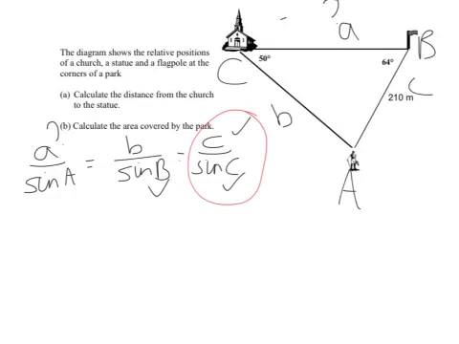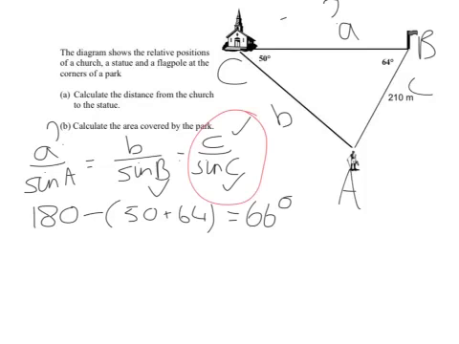And that's just a repeat of the same calculation we did last time, where you total up the two angles that you have and take it away from 180. So that's 180 minus 50 plus 64, and that means that angle A is in fact 66 degrees. Now we've got enough information that we can go and complete this question. So we've got A over sine 66 equals 210 over sine of 50.